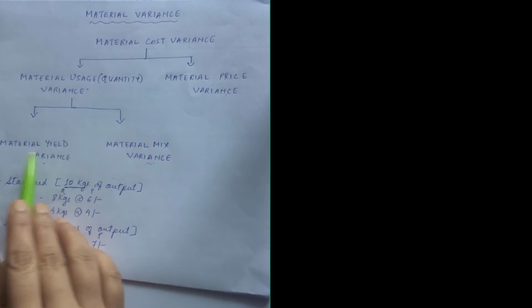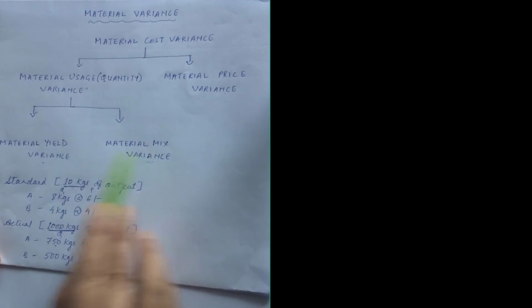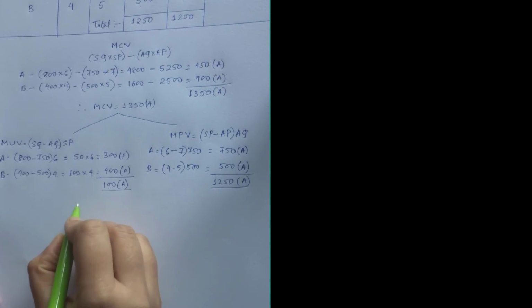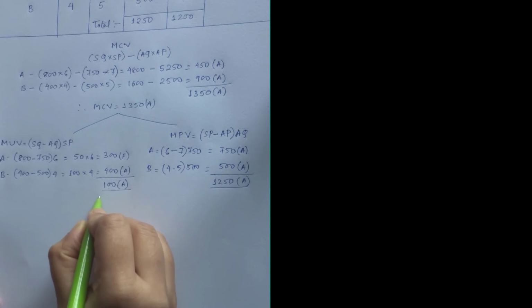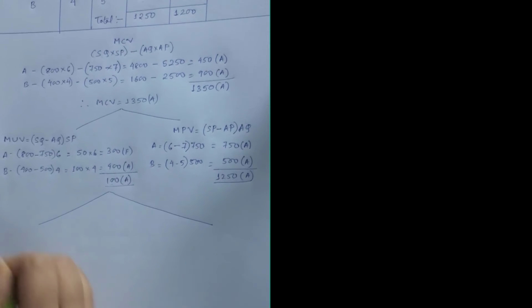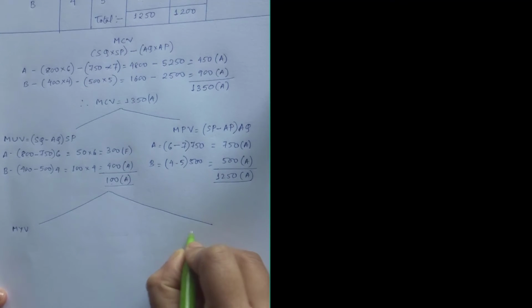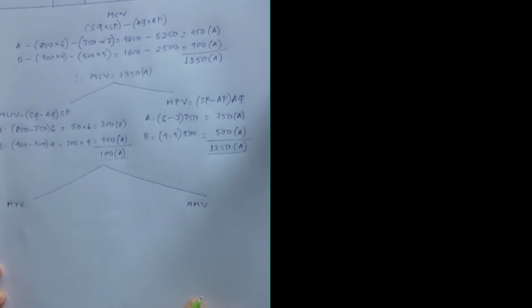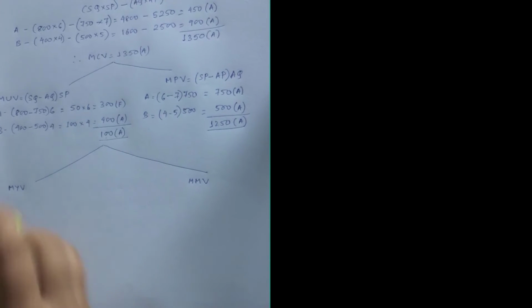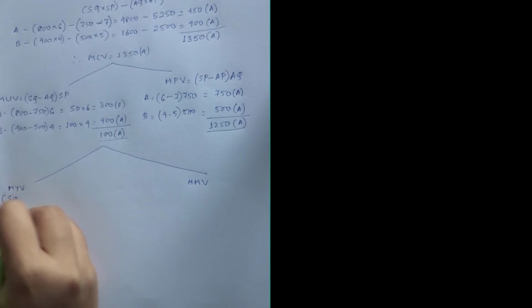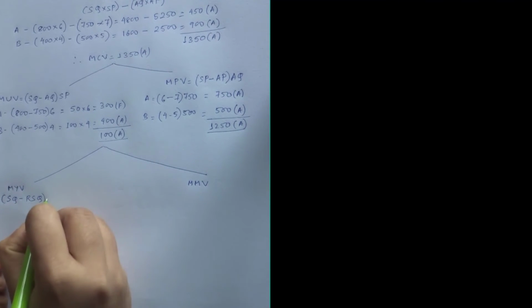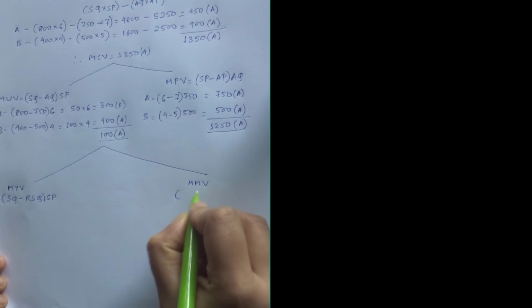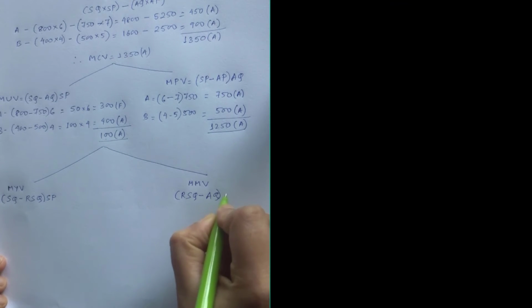Now, how to proceed further? Material quantity variance is again divided into two parts, yield variance and mix variance. Now we will see how to calculate this. Under this material uses variance, we will put two parts: material yield variance and material mix variance. The material yield variance formula will be standard quantity minus revised standard quantity into standard price, and mix variance will be revised standard quantity minus actual quantity into standard price.